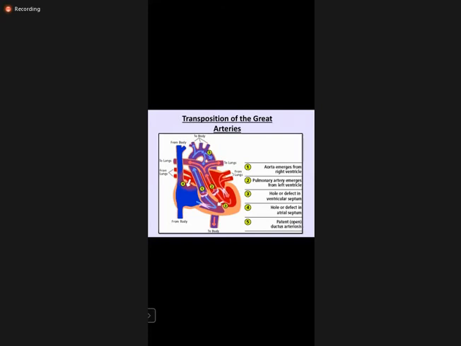Other important cyanotic types of congenital heart disease include the transposition of great arteries. In this pathology, the aorta emerges from the right ventricle and the pulmonary artery emerges from the left ventricle. There will be a hole or defect in the interventricular septum, and also a defect in the interatrial septum. And the patent ductus arteriosus in this case will remain open.